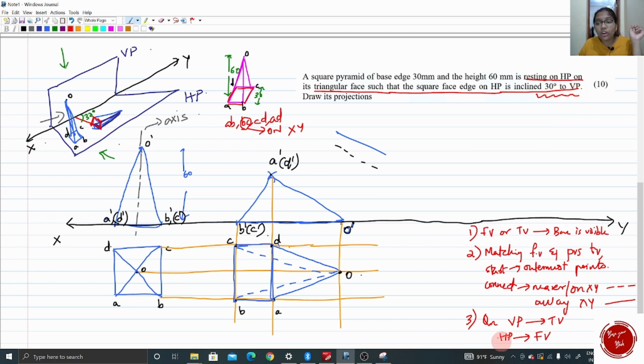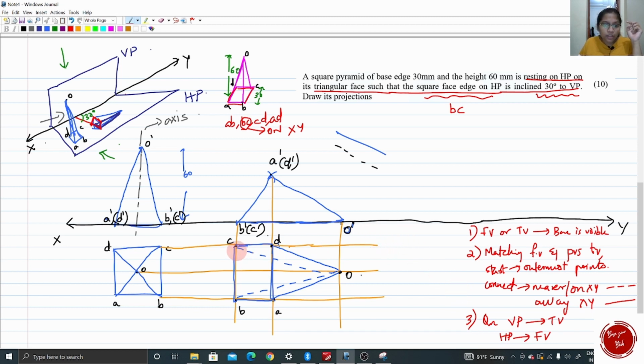So just focus on your top view. See, this is your top view, and what is it saying? That the square face edge which is on HP is inclined 30 degrees to VP. So we have to check for the square face edge which is on XY. We found that BC is the edge, and we have to make that BC edge 30 degrees to VP. VP means it is the top view. So the top view of BC should be made 30 degrees inclined to the XY.